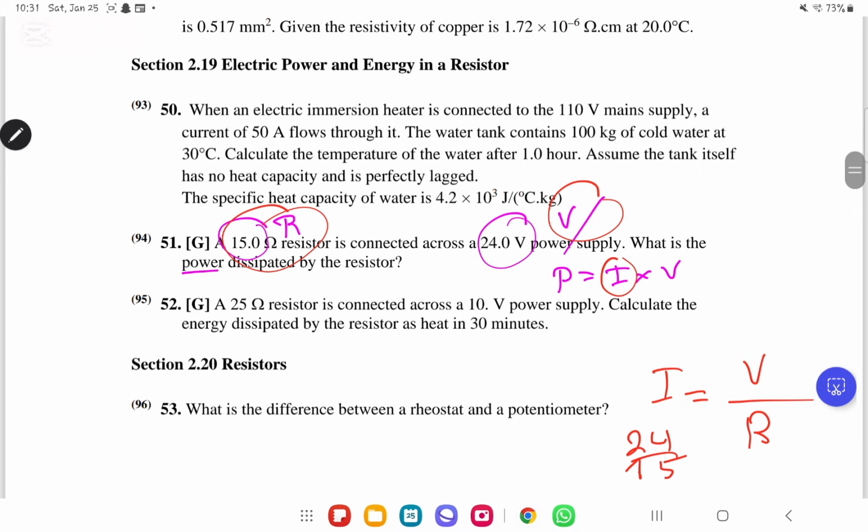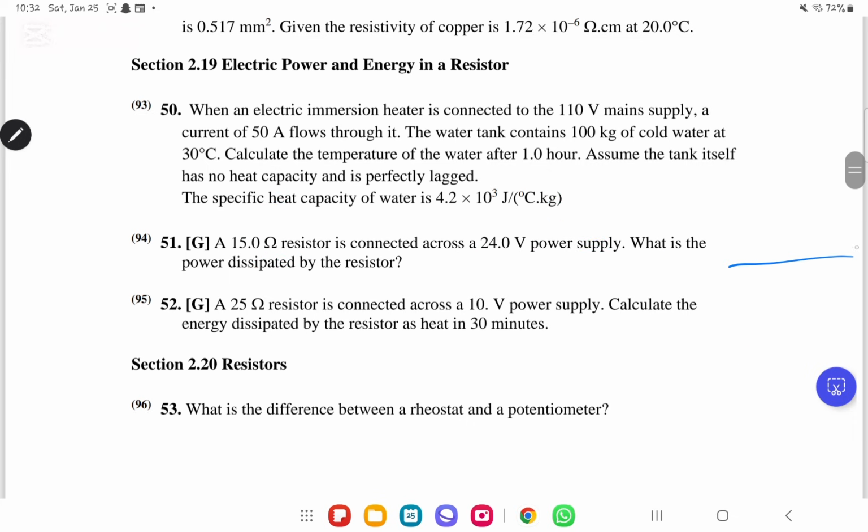Put it on the calculator. You will get an answer of 1.6. So we are given the current to be 1.6. Okay, so we are gonna do 1.6 times the voltage, which is 24. So if you do it on the calculator, you will get an answer of 38.4. So you could do it like this. Okay, this is the first way to do it.